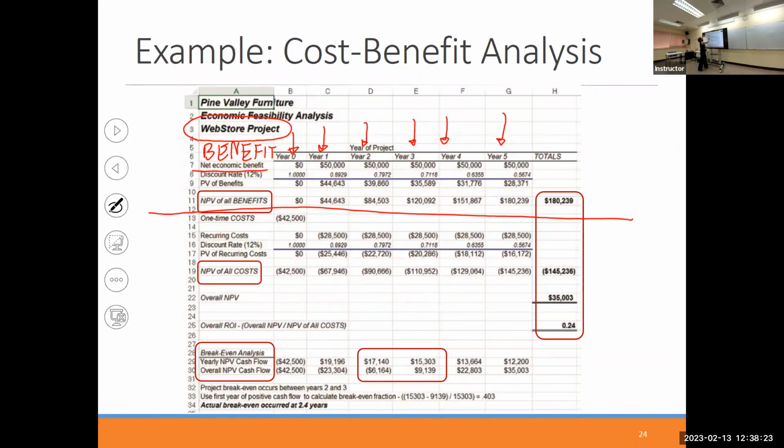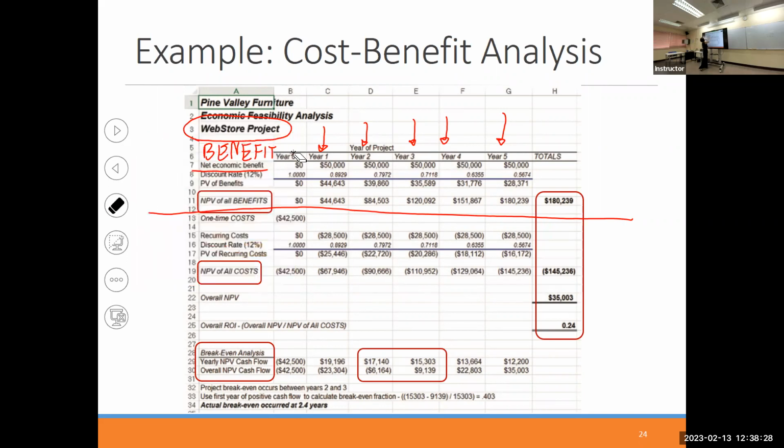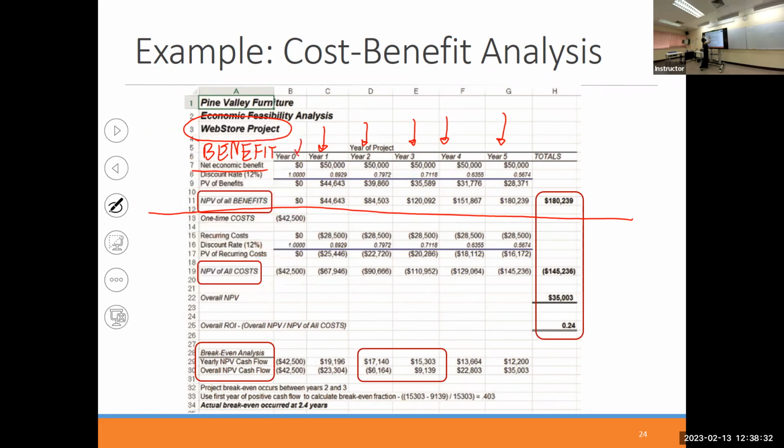The first year, the project is still not complete. I mean, the system is not launched yet. So year 0 has no benefit because the system is still in production, right? How can you get benefit? So it's 0. Discount rate, only discount rate 12%. Oh, that's a lot. Okay. Then PV of benefit is nothing.